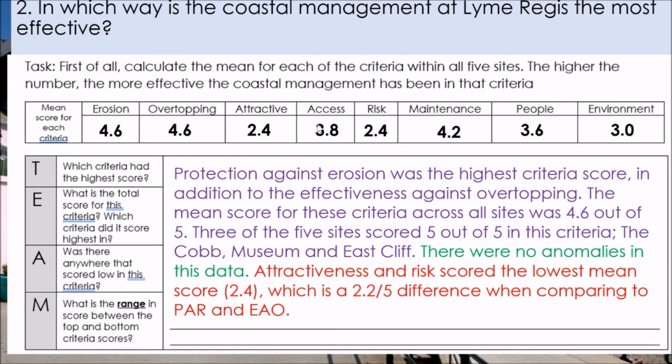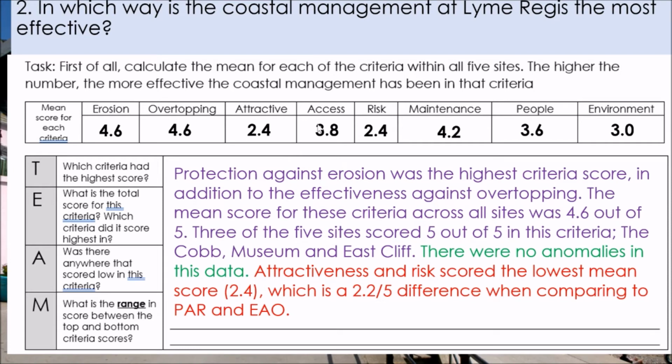3 of these 5 sites actually scored 5 out of 5 in these criteria. So that's something to note as well, that actually some of those sites that we chose, this student has given top marks for overtopping and erosion. Again, this doesn't really suit the conversation of anomaly, so we're going to skip past that one a little bit for now. Now, manipulating data, we need to maybe compare to the lowest.